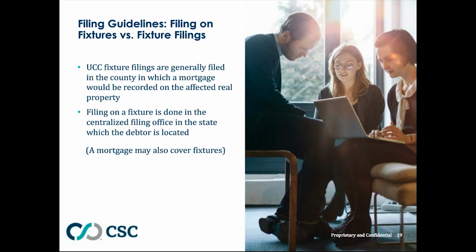So, filing on fixtures versus fixture filings. Here it shows UCC fixture filings are generally filed in the county in which a mortgage would be recorded on the affected real property. Filing on a fixture is done in the centralized filing office in the state in which the debtor is located. A mortgage may also cover fixtures.